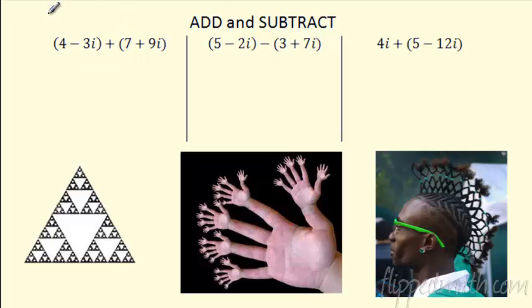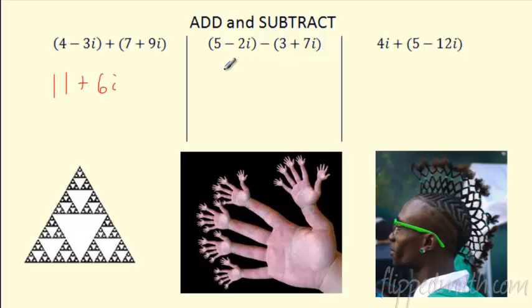How do you add and subtract complex numbers? No problem. You just take the real part. You add the real numbers, so 4 plus 7 is 11. And what do you do with the imaginary part? You do the same thing. You add the imaginary part. So negative 3 plus 9 is positive 6. So just be careful with your signs here.